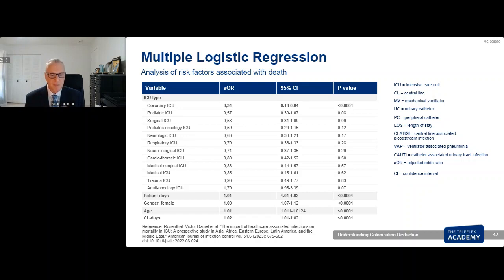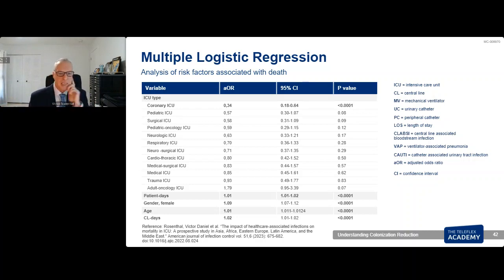Female gender, unfortunately, was associated with higher risk compared with men. The age increased the risk of mortality 1% per year of age. One person with 60 years old compared with 70 years old, the one with 70 years old has 10% more chance to die than the one with 60. All these variables are almost impossible to change.